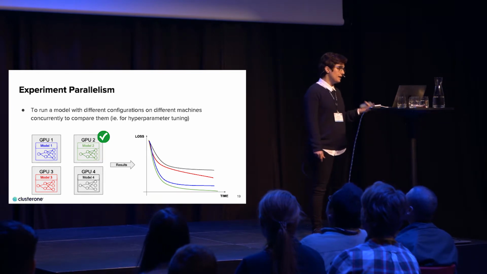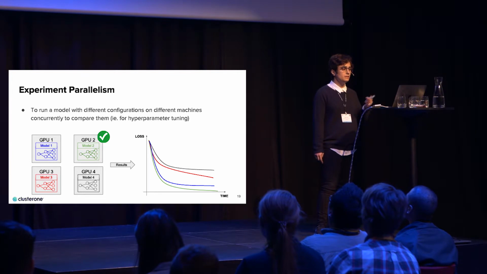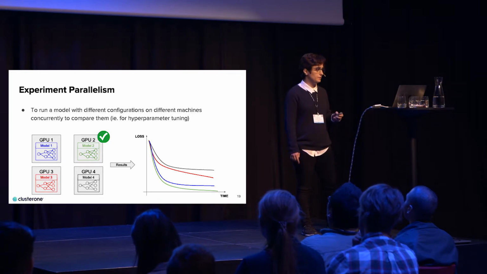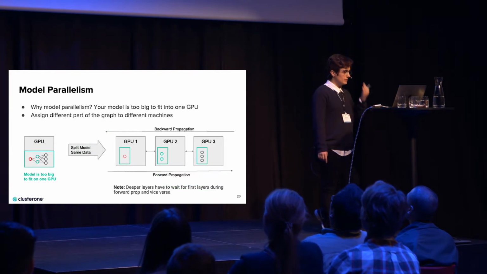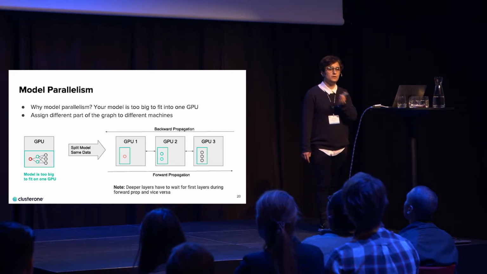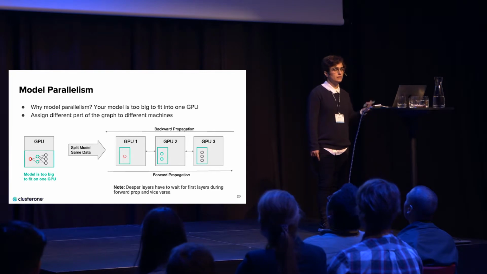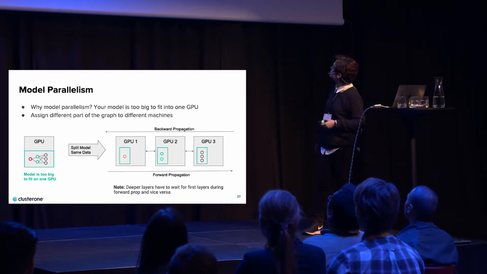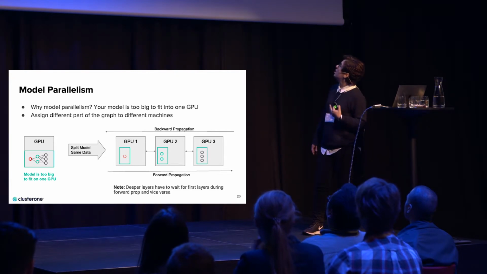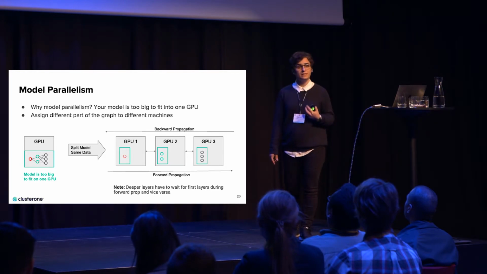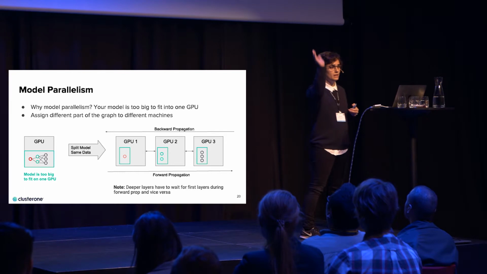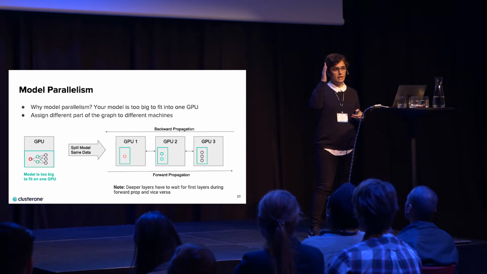Experiment parallelism. In experiment parallelism, as I said, you want to run a model with different configurations on different machines. So here we have 4 machines, same model, different configurations, and you want to know which one is performing better. Second one is model parallelism. In model parallelism, basically, your model is too big to fit into one GPU, for instance. And what you do is assign different parts of the graph to different machines. Here, you see that each layer is dedicated to one of the GPUs. But note that this doesn't necessarily speed up. It helps to train larger models, but doesn't necessarily speed up because computation operations in each layer execute after the previous layer operation is done.